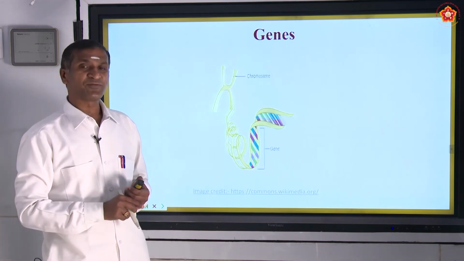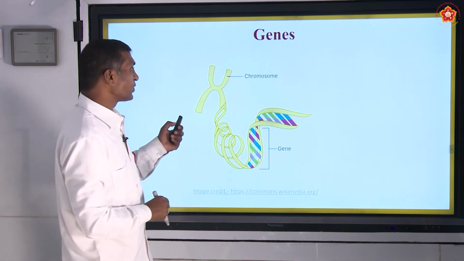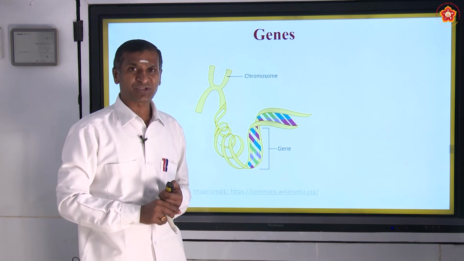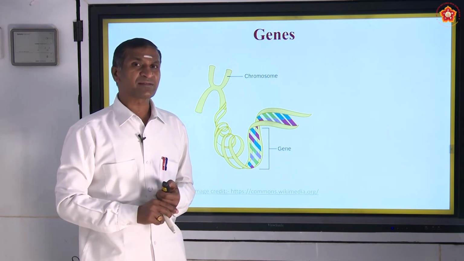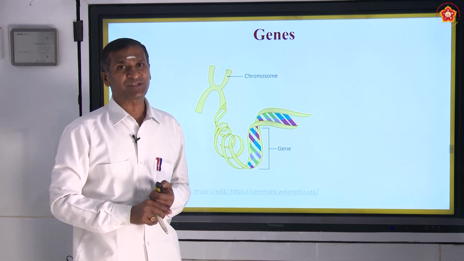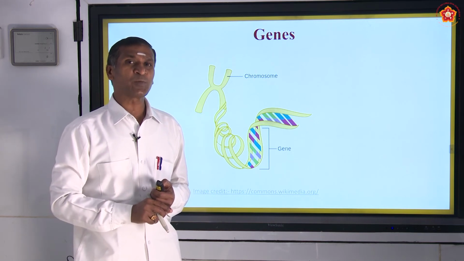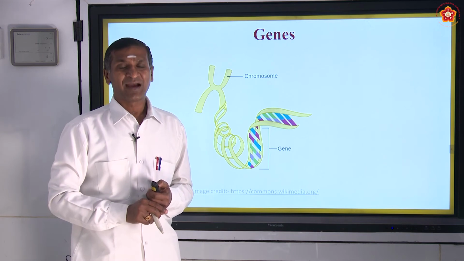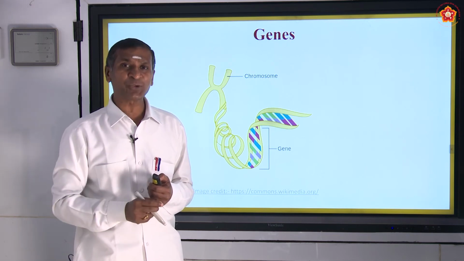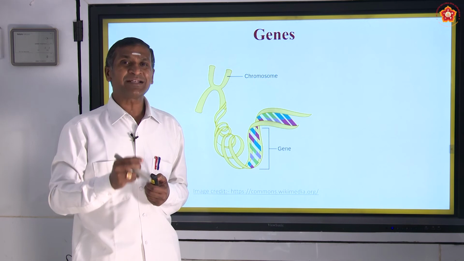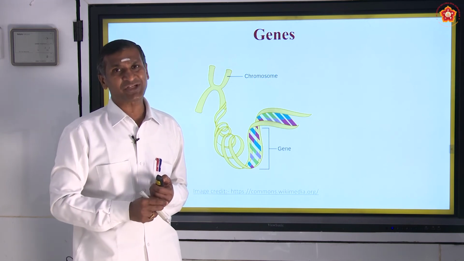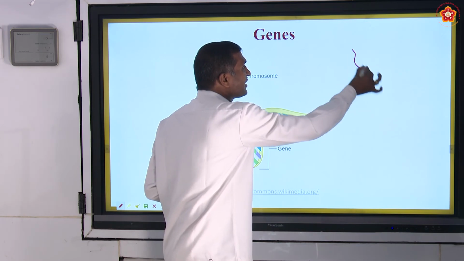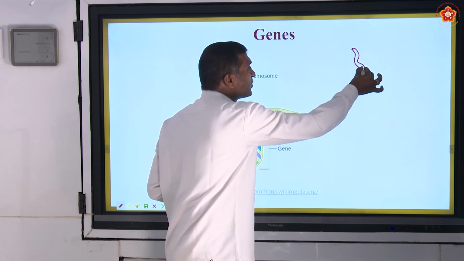If you observe here, dear students, about the chromosome: when the cell is still in an immature stage, the chromosomes will be in a chromatin network form. As the cell undergoes maturity and is ready for cell division, the chromatin network converts itself into chromosomes.